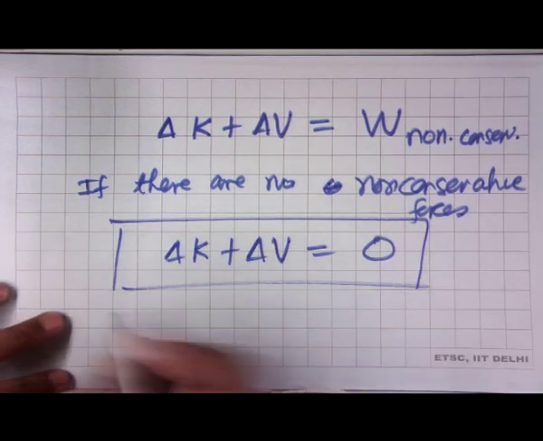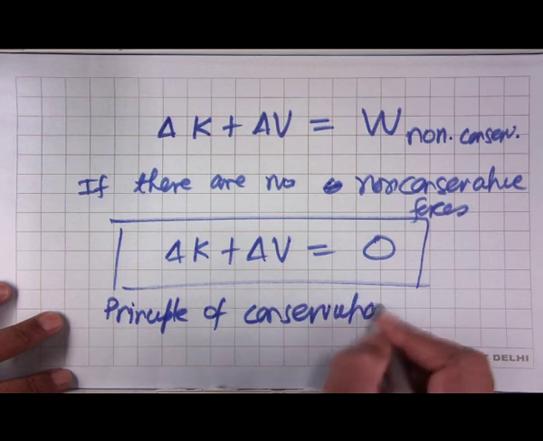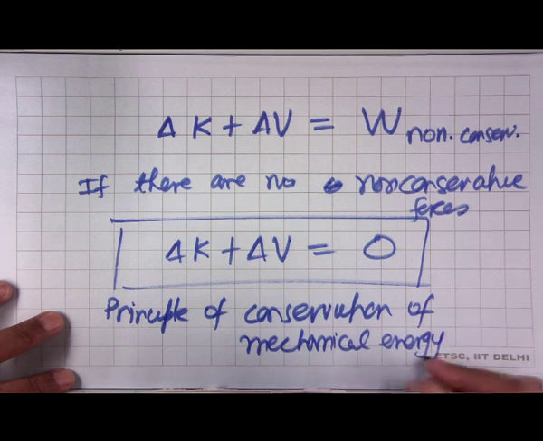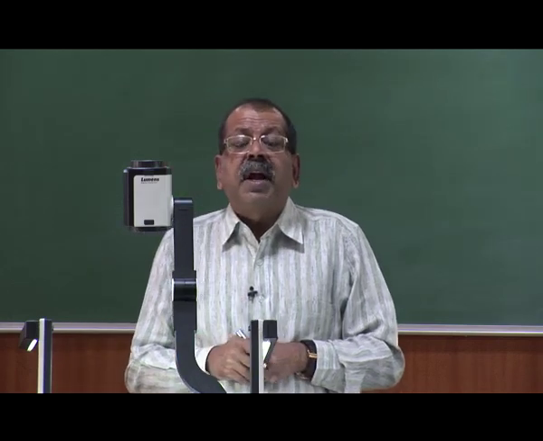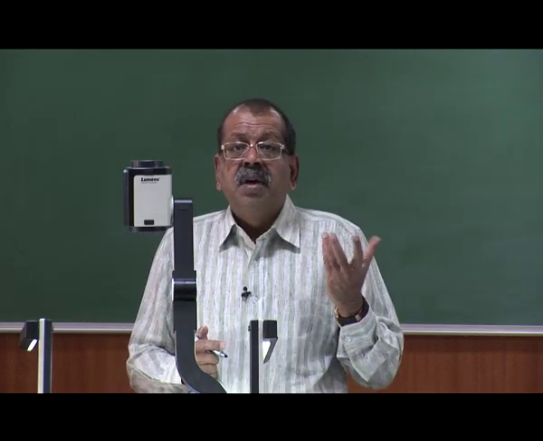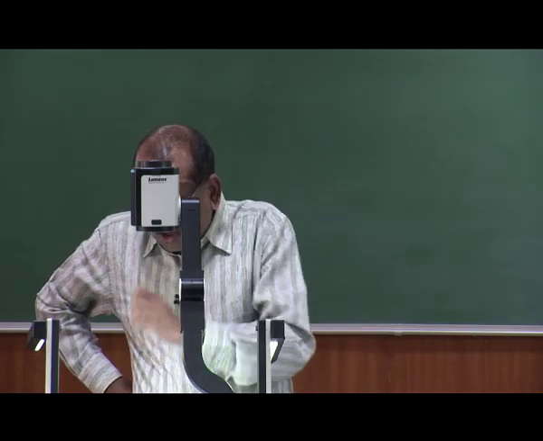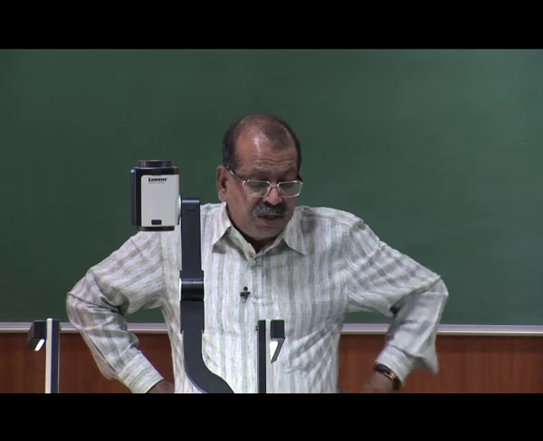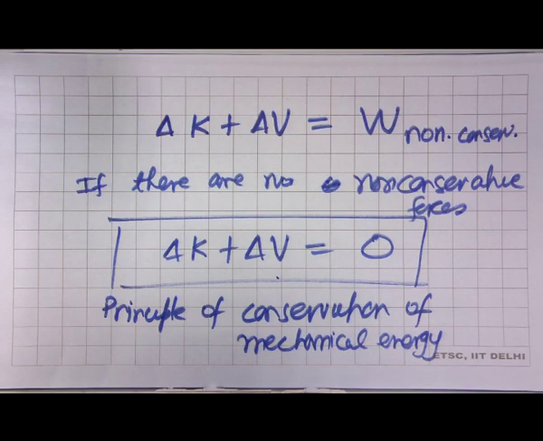And this is what we call the principle of conservation of mechanical energy. But for this principle to be valid, keep in mind that the non-conservative forces acting on the body do not do any work, and the work done by conservative forces is accounted for in the change of potential energy. So, only in a system where non-conservative forces are not acting or do not do any work, the change in kinetic energy plus change in potential energy is equal to 0. Otherwise, this change is equal to the work done by non-conservative forces.